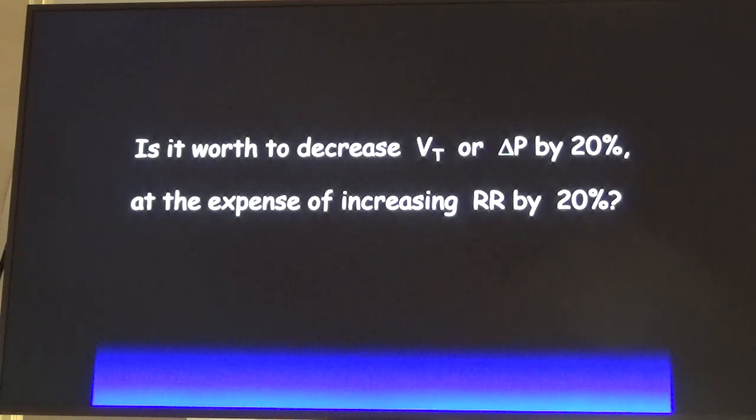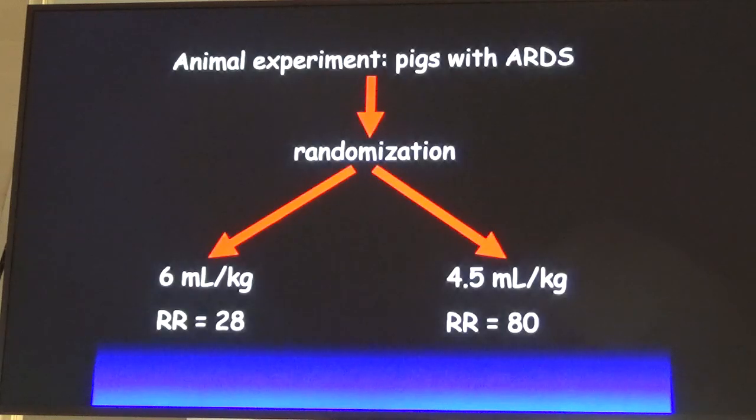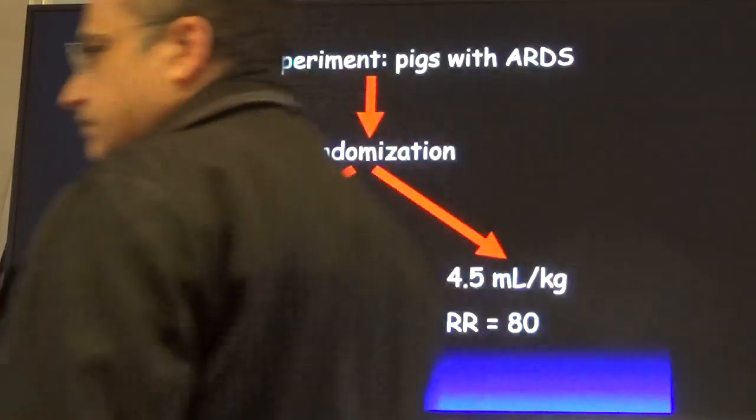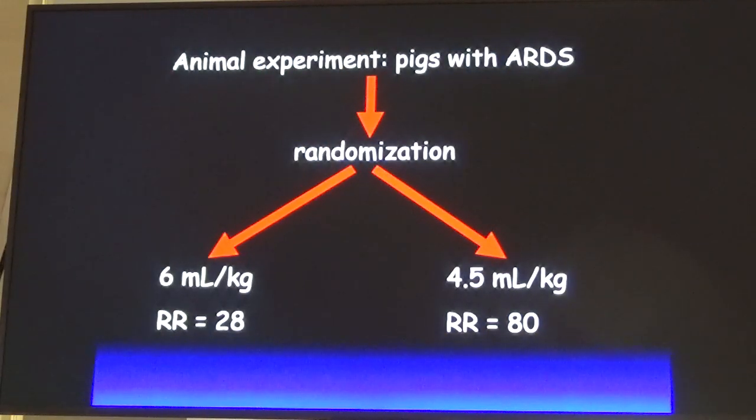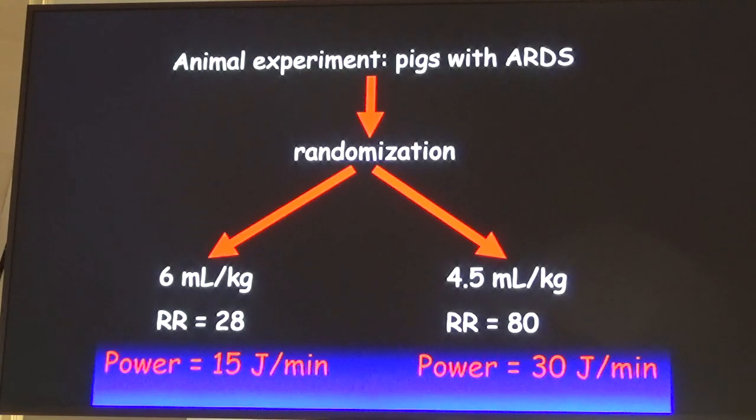And I think this is very important at the bedside, because we have to take these kinds of decisions all the time. So we did this study in pigs. For instance, we decreased tidal volume and increased respiratory rate to have the same PCO2 levels in both conditions. But now we increase the respiratory rate a lot, and there is some concern that this is going to increase power. And indeed, this is true, because power is double here. But let's see which animal is going to have more injury.